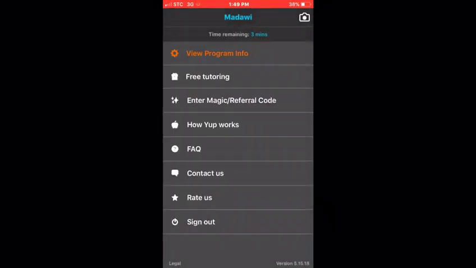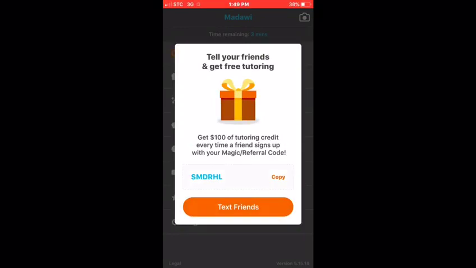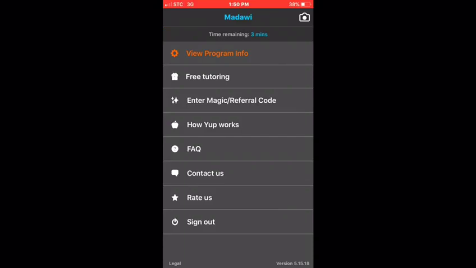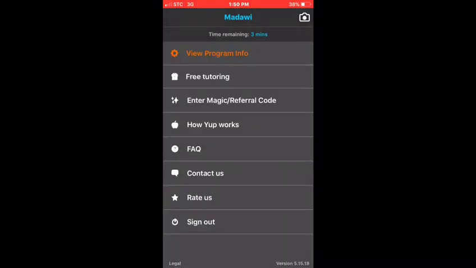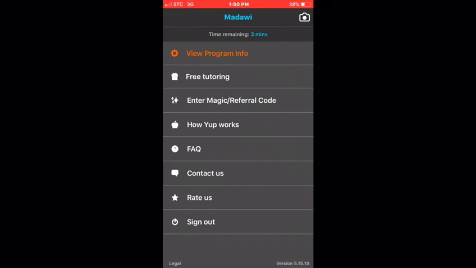How can you have free tutoring? You send the code to your friend. After they download it, they enter the code and they enter the magic code. In that way you can have 5 minutes free. And this is very effective for you, so you can understand the app, see the app, know it, and see if it's suitable for you. Therefore, you can buy minutes in the future if you need them.